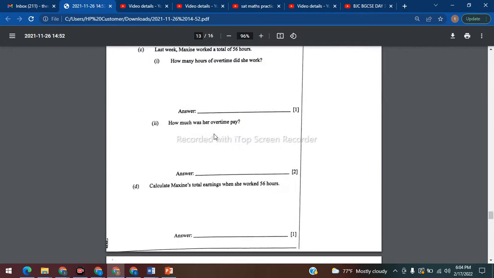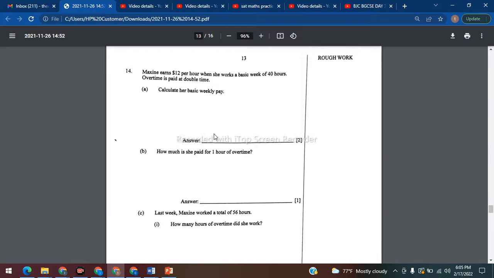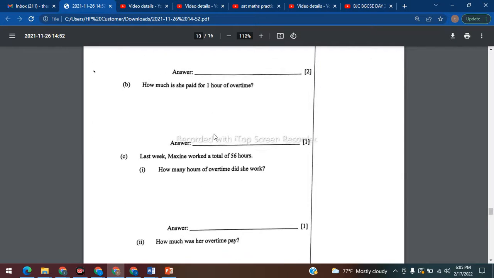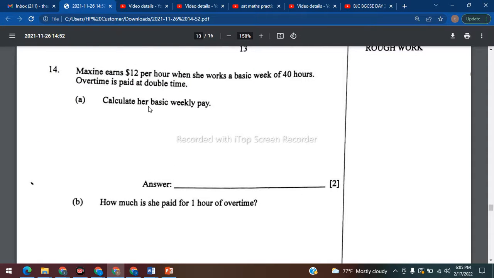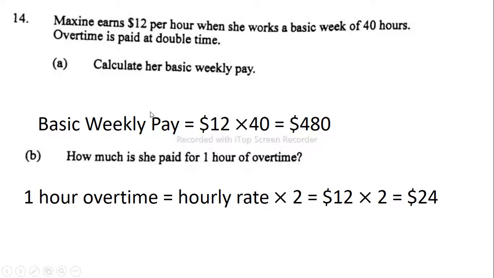And so after that, we were about to do the overtime pay. We started this, the overtime. Yeah, so let's review that and then continue. With this lady, Maxine, this is where we left off. Maxine earns $12 per hour. She works a basic 40-hour week, and overtime is paid at double time. Calculate her basic weekly pay. In order to calculate her basic weekly pay, what we did was we multiplied the 12 times what?